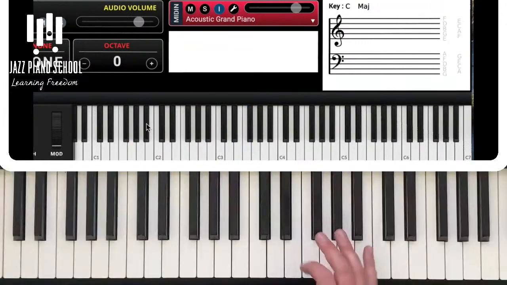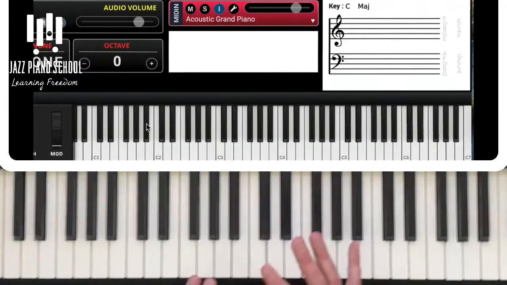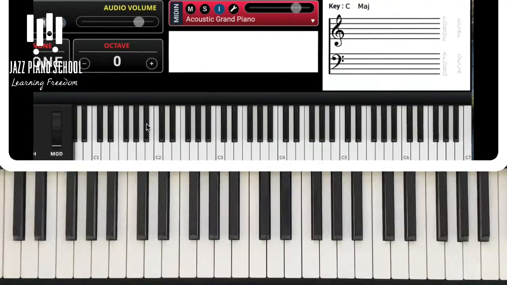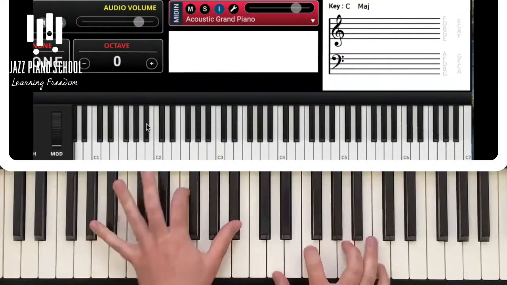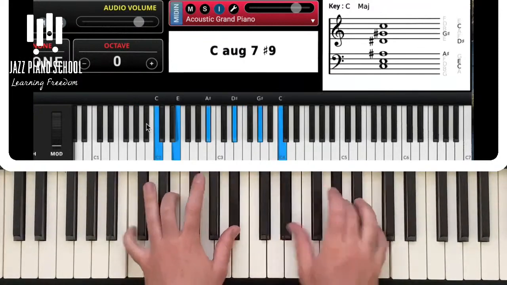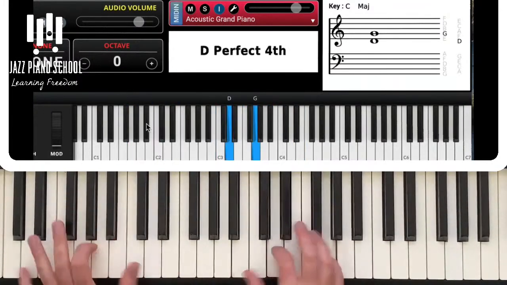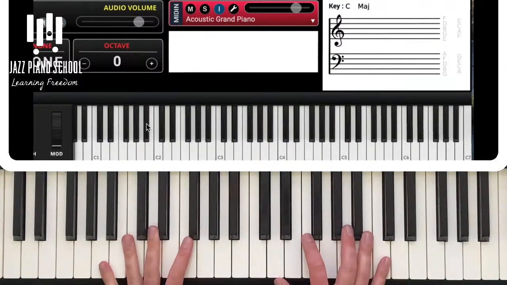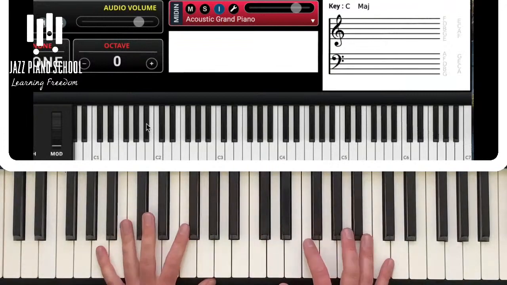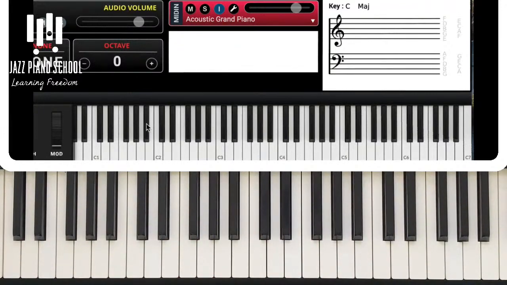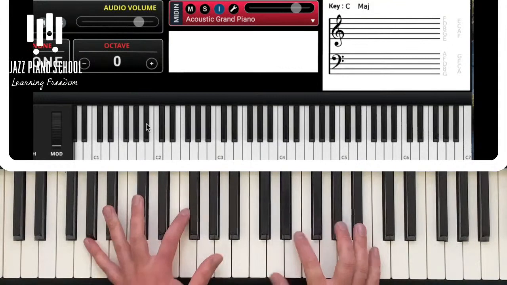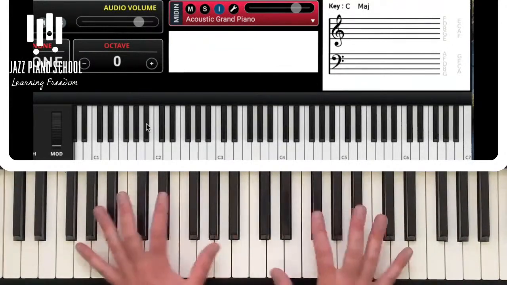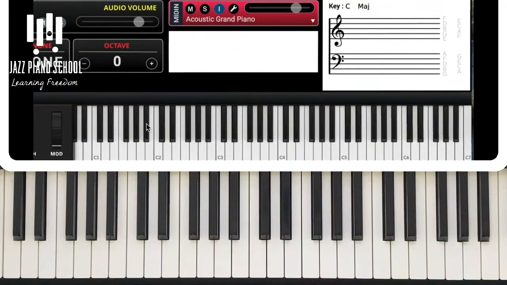So improv is going to be the third type of way to kind of implement upper structure triads, right? So again, just to cover again the implementation. Number 1 is comping. Number 2 is solo piano arrangement. Okay, so anytime you're kind of like arranging solo piano, that's going to be one way to do it, and the third obviously is going to be improvisation.